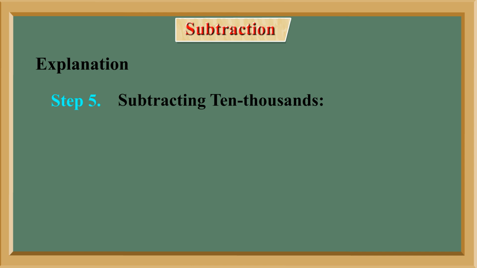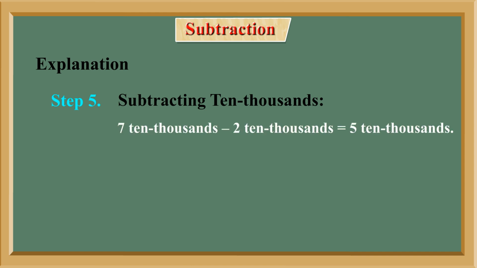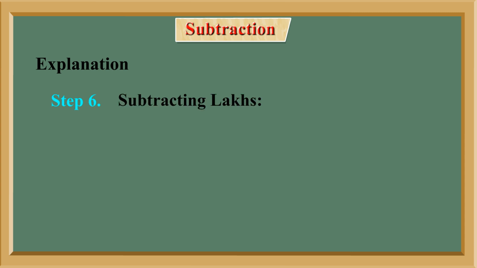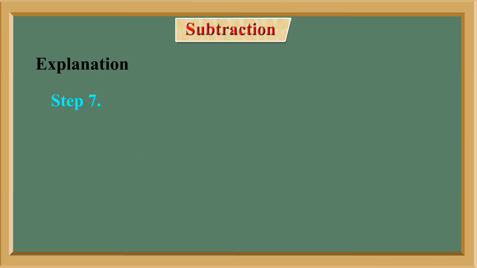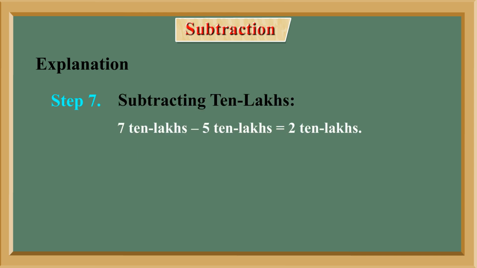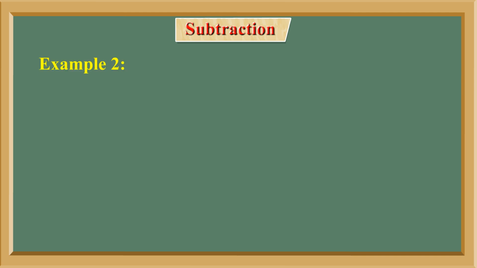Step 5. Subtracting 10,000s. 7 10,000s minus 2 10,000s equal to 5 10,000s. Write 5 under 10,000s column. Step 6. Subtracting lakhs. 5 lakhs minus 4 lakhs equal to 1 lakh. Write 1 under lakhs column. Step 7. Subtracting 10 lakhs. 7 10 lakhs minus 5 10 lakhs equal to 2 10 lakhs. Write 2 under 10 lakhs column.